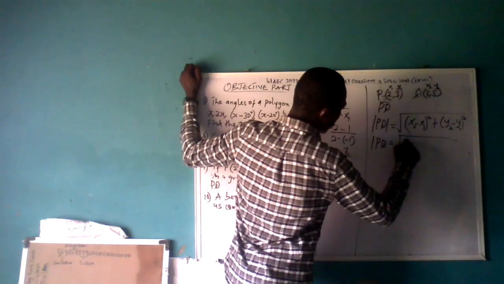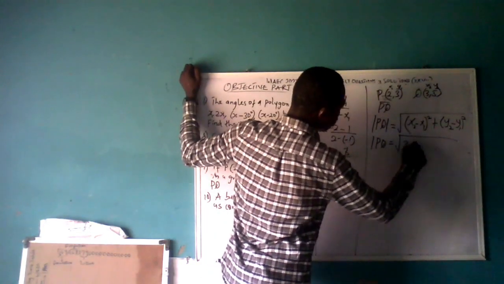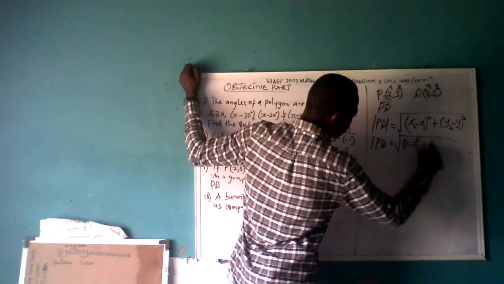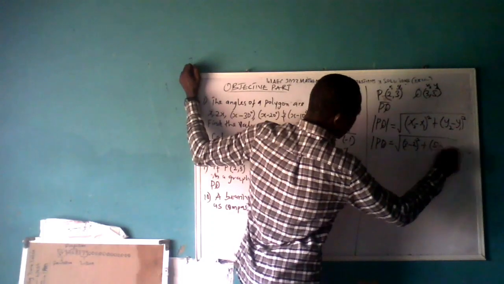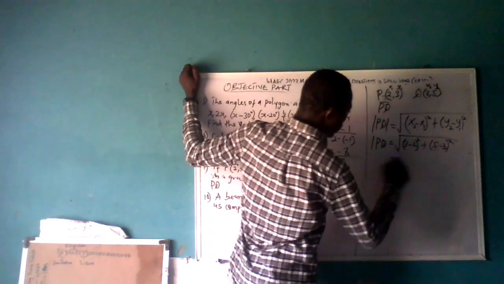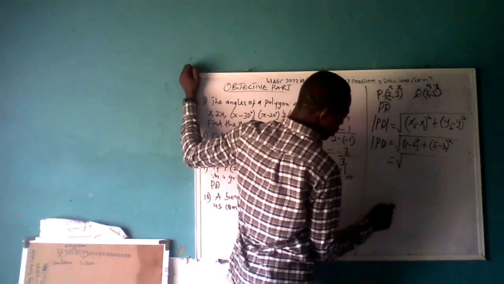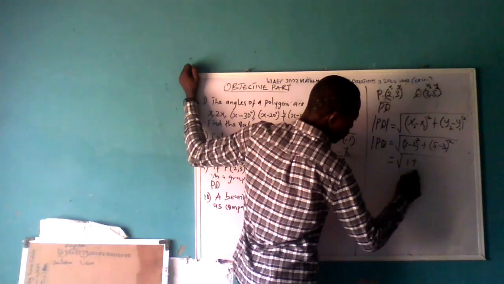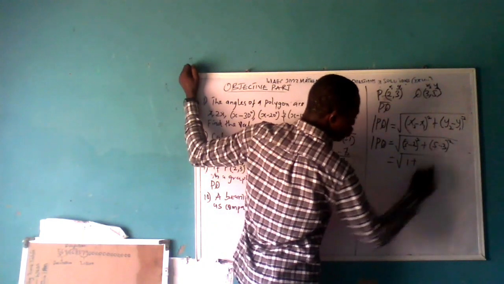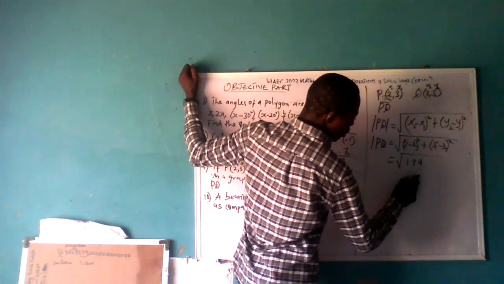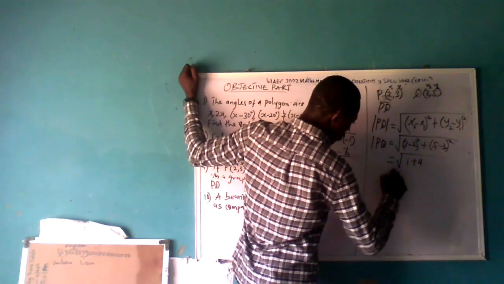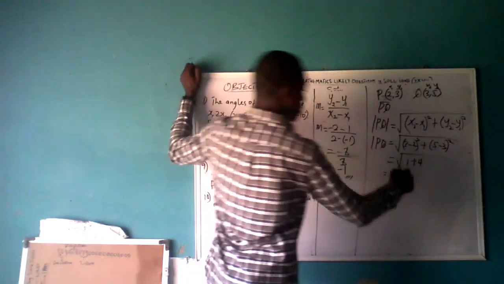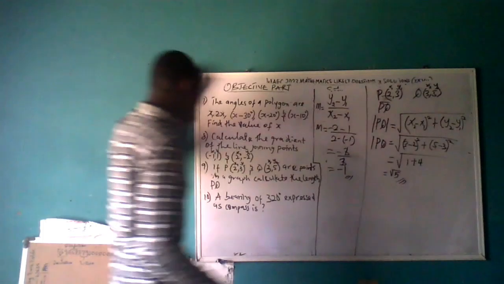now what is x2? x2 is given to be 3, minus x1 which is 2, everything raised to the power 2, plus what is y2? y2 is given to be 5, minus y1 which is 3, everything raised to the power 2. This implies 3 minus 2, that's 1, 1 squared will be 1, plus 5 minus 3, that's 2, 2 squared will be 4, right? So you have this to be equal to root 5.